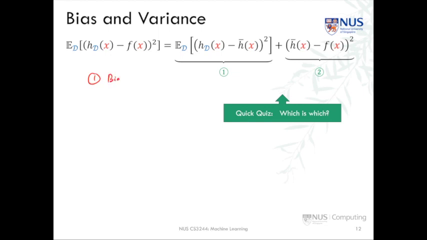So you have 2 options. Maybe 1 is the bias and 2 is the variance? Or is it the other way around? 1 is the variance and 2 is the bias.